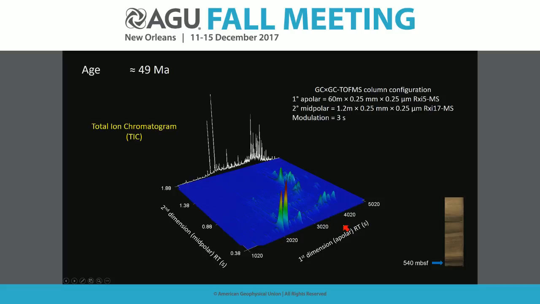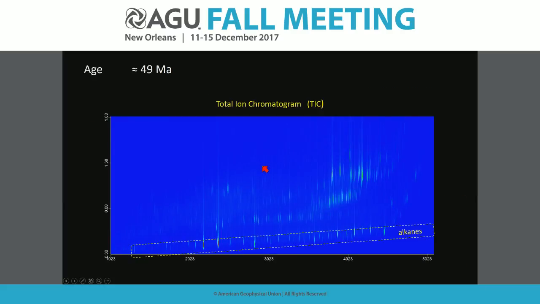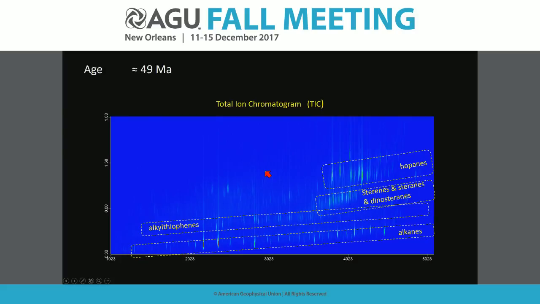Looking into the UCM of these samples, this is two-dimensional GC×GC analysis, where we can actually see what is behind the UCM. Just to show you the range of compounds, we have alkanes, steranes and diasteranes, dinosteranes, hopanes, and long-chain alkylthiophenes with sulfur, again, high amounts of sulfurized compounds.